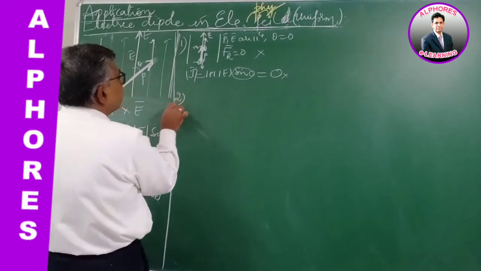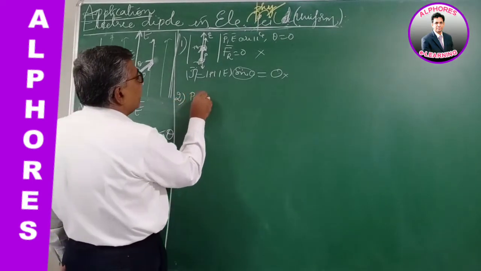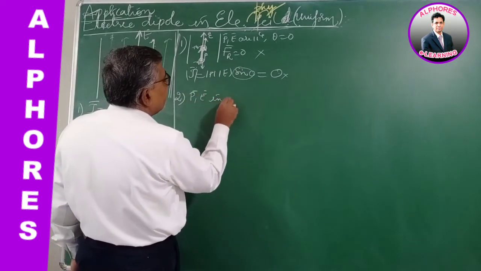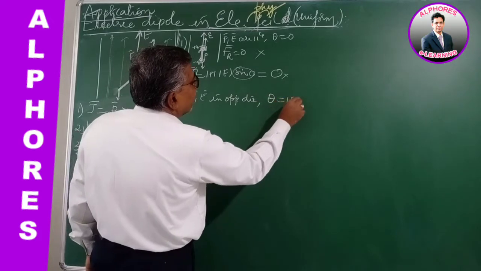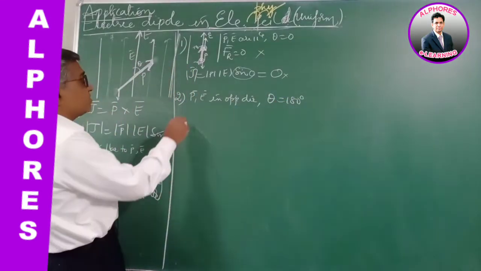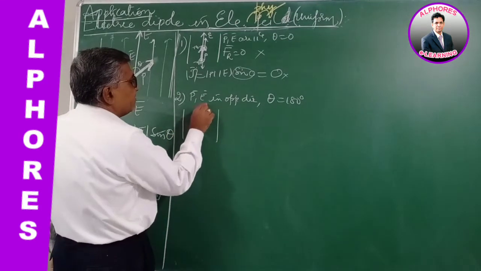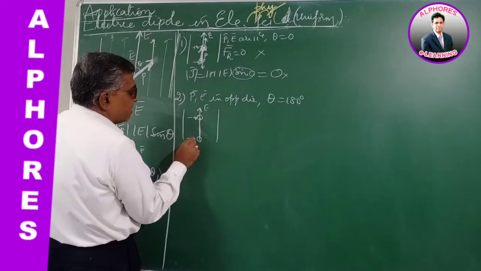Case 2. Now suppose P and E are in opposite directions, in the sense theta is 180 degrees. How do the torque and force vary? So in the same electric field E, I am suspending the dipole, minus Q is here, plus Q is here.